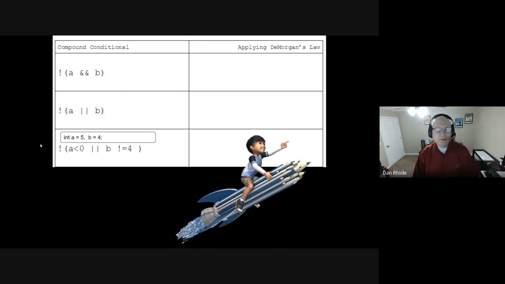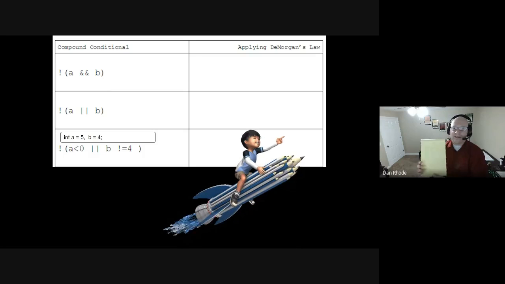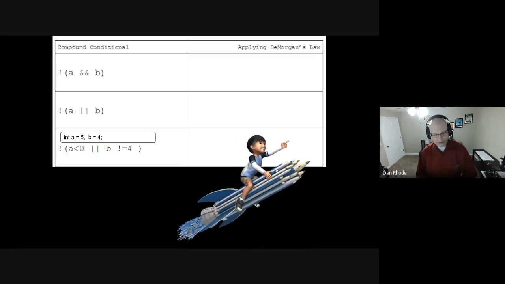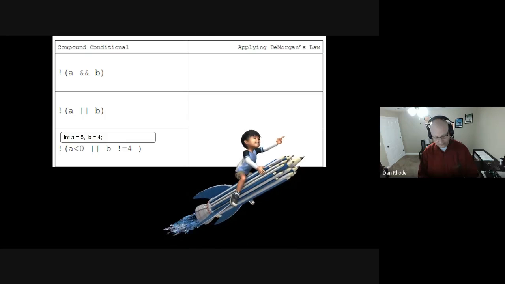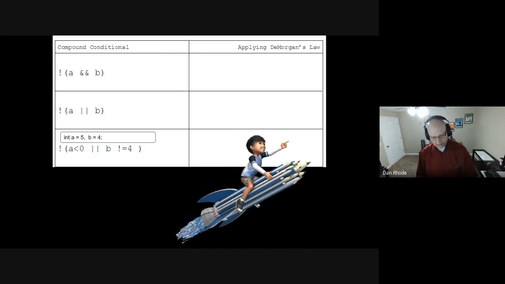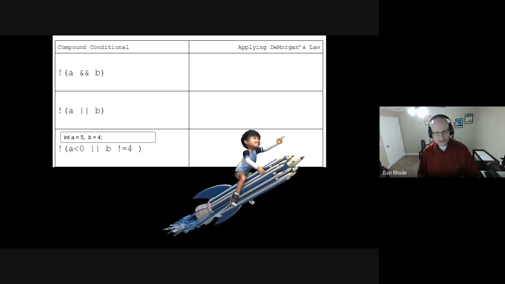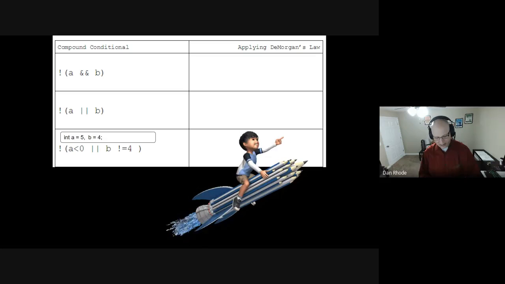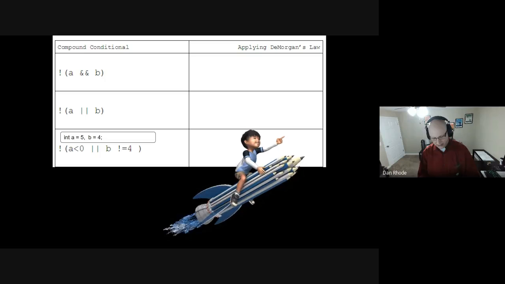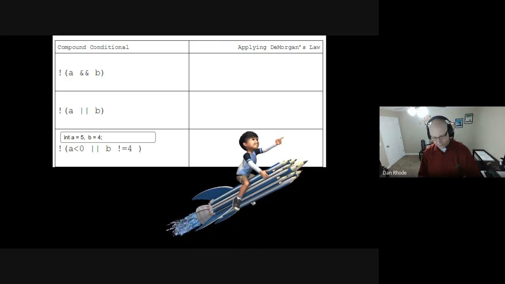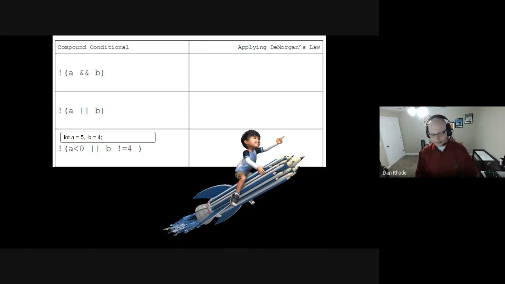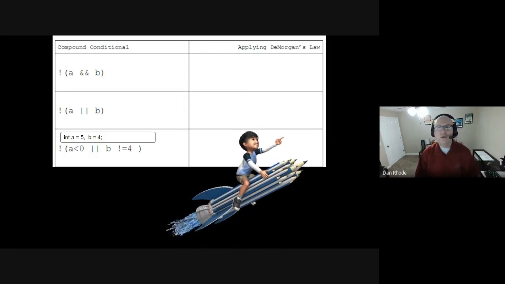So what I'm going to challenge everyone to do is get out that paper and pencil. And what I'm going to ask you to do is write down the problem. Int A gets 5, comma, B gets 4, semicolon. And then write down that expression: not, in parentheses, A less than 0 or B not equal 4. Actually write that down on your paper. I know that's hard to see, but actually write that down.